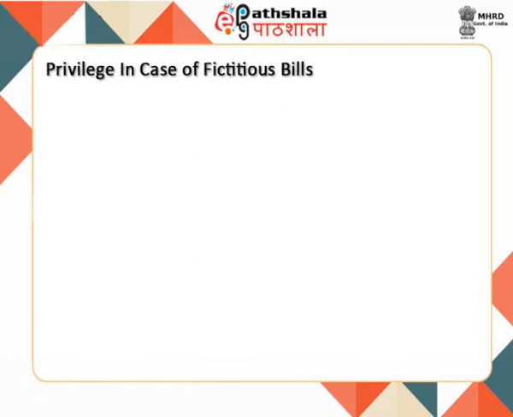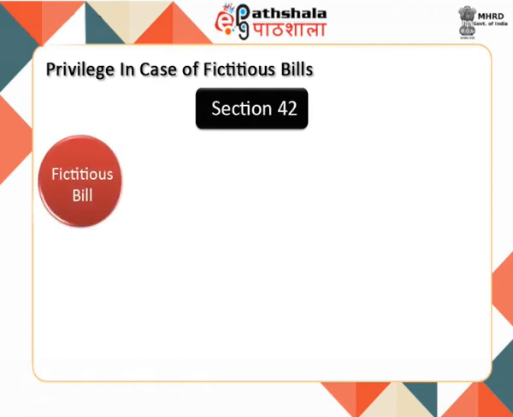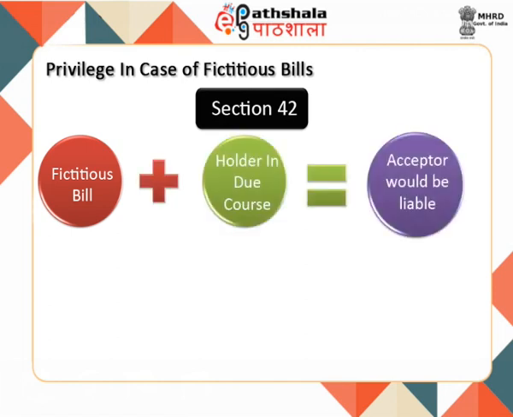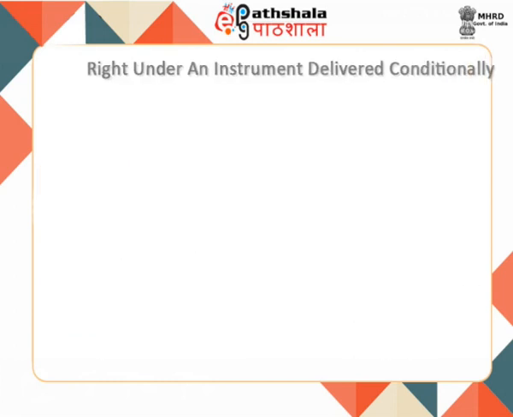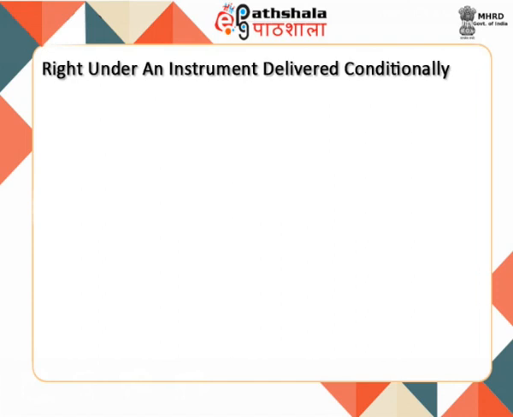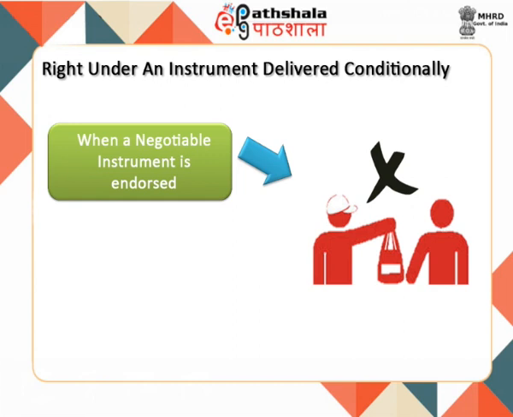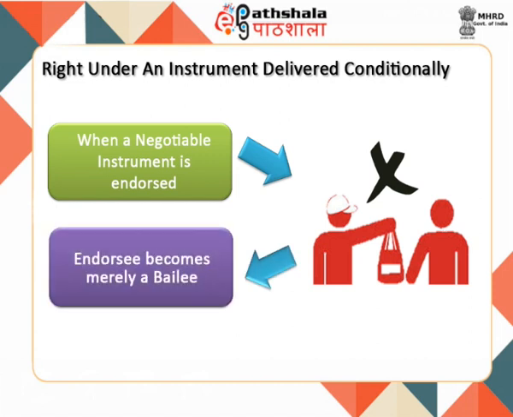Privilege in case of fictitious bills. As per section 42, if a fictitious bill during its negotiation comes into the hands of a holder in due course, the acceptor of such a bill would be liable to him, provided the former can show that the first endorsement on the bill and the signature of the supposed drawer are in the same handwriting. Right under an instrument delivered conditionally. When a negotiable instrument is endorsed or delivered, the property in the instrument does not pass to an endorsee, and he becomes merely a bailee with limited title and the power of negotiating it.